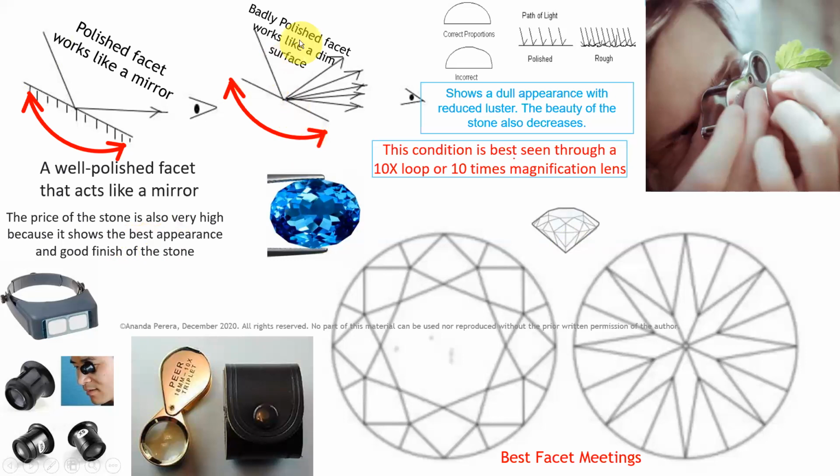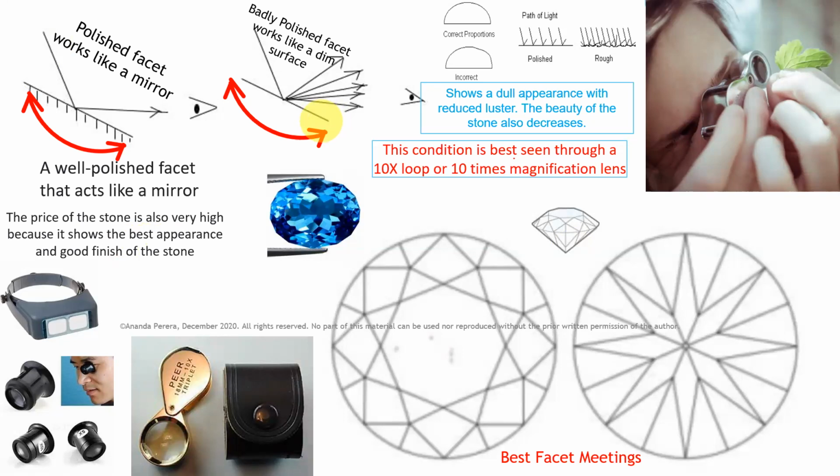Here, look at this. Badly polished facet works like the dim surface. This is badly polished facet. Then the light reflects to so many directions. So we can see when eye comes here, we can see the dull surface, not well polished surface. When we are watching through the 10x loupe, we have to watch the polishing and the facet meetings also.